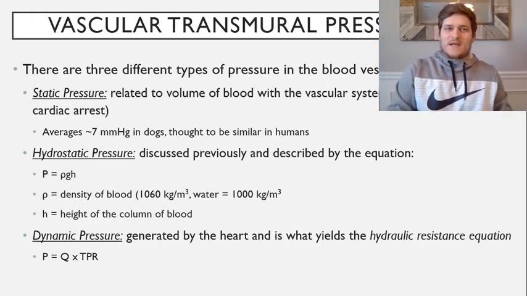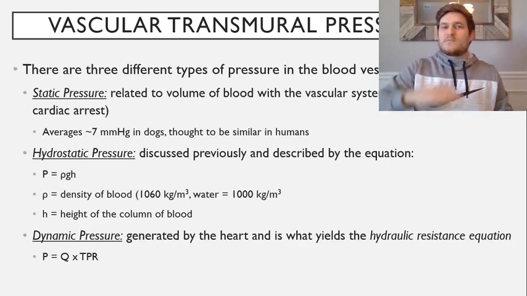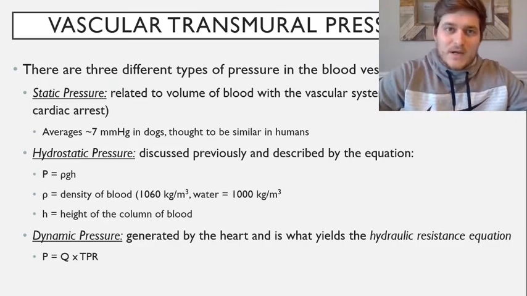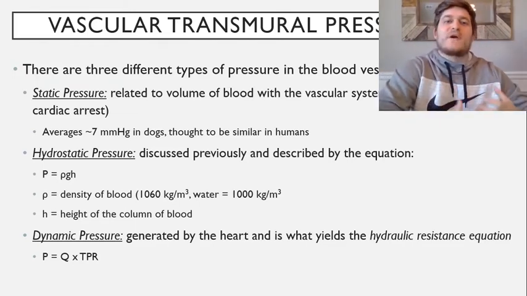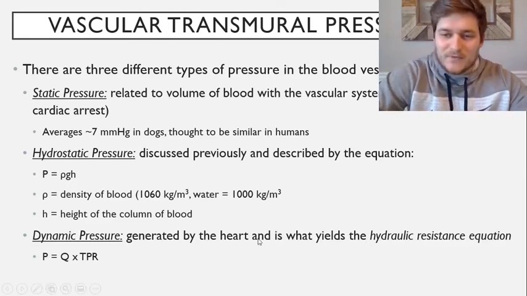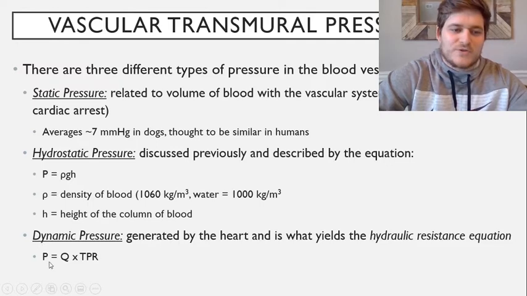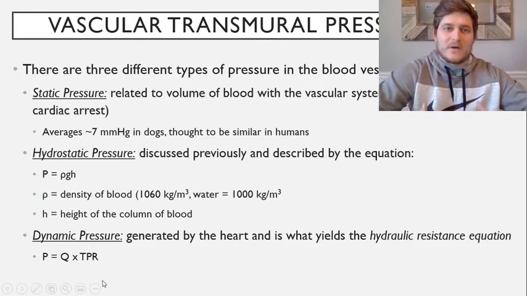So again, hydrostatic pressure, when it comes to us and overall pressure, is going to be dictated by our posture and basically where in the body in reference to the heart that we are talking about. Then we have dynamic pressure, which is the pressure generated from the heart and what helps to yield the hydraulic resistance equation, which again, pressure is going to be equal to blood flow times total peripheral resistance. And again, that blood flow stems from the dynamic pressure produced by the heart, or the cardiac output.